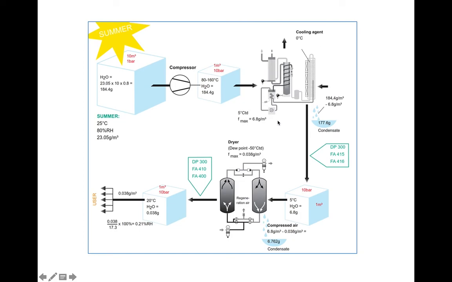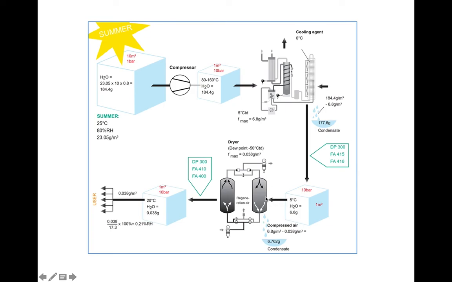So here the water content in the compressed air will reduce. There are only 6.8 grams of water left in the compressed air. This reduction is because the water is condensed in the refrigerant dryer.